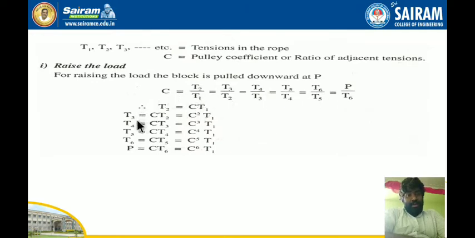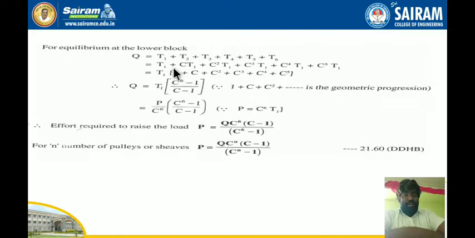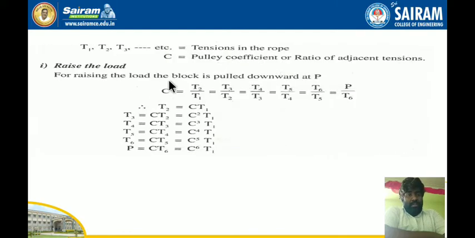That ratio is C. So T2 equals C1 into T1, and T3 equals C2 into T2, and so it goes on. I get the effort P equals C to the power of 6 times T1. Taking equilibrium at the lower block, Q equals T1 plus T2 plus T3 plus T4 plus T5 plus T6. I consider all of these and substitute the formulas I got for T3, T4, T5, T6 and P.